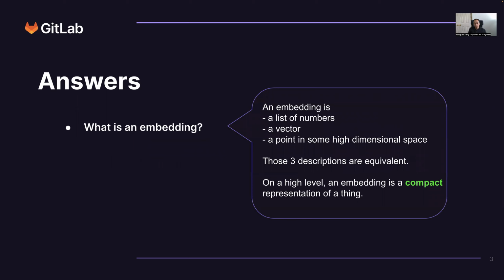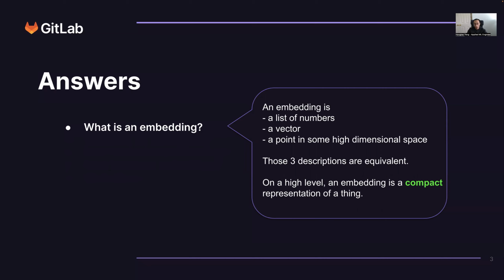An embedding is very simply a list of numbers or a vector or a point in some high-dimensional space. It is beneficial to think about embedding as a point in some high-dimensional space because you will see later that this geometrical explanation will help understanding some of the properties of embedding, like similarities and distances. Notice those 3 descriptions are equivalent.